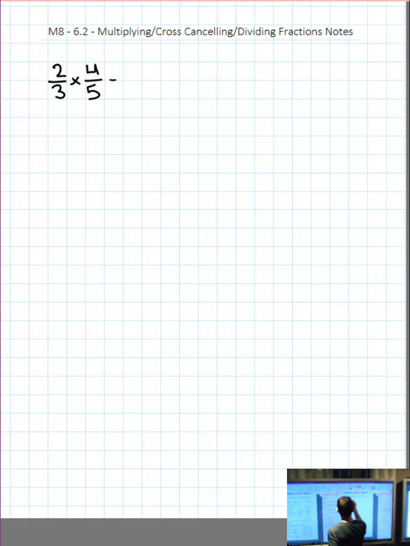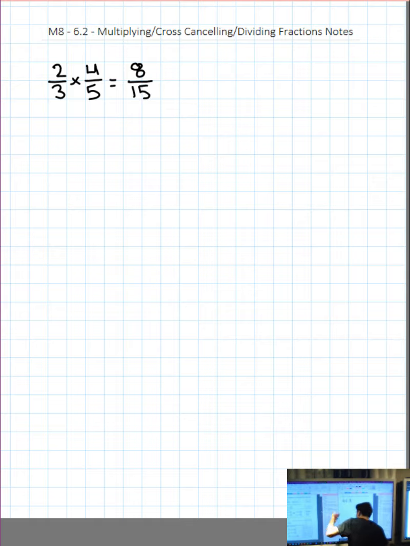So, as you can see in the notes, it explains it in English. We simply multiply the tops and multiply the bottoms. Notice I rewrite the question a lot of the times. Makes it a little bit simpler to read in the notes. Either way, multiply the tops. 2 times 4 is 8. 3 times 5 is 15.